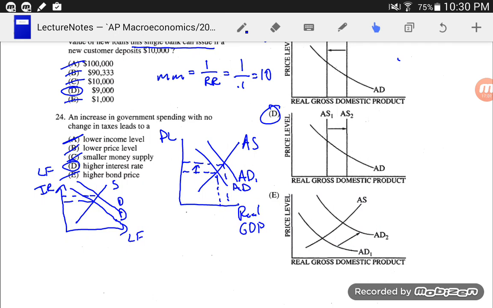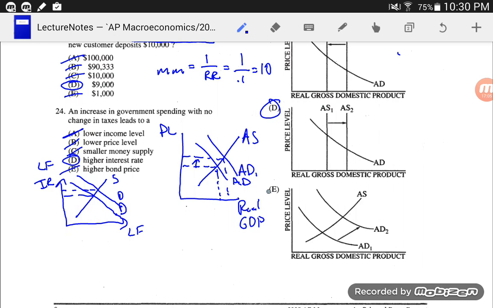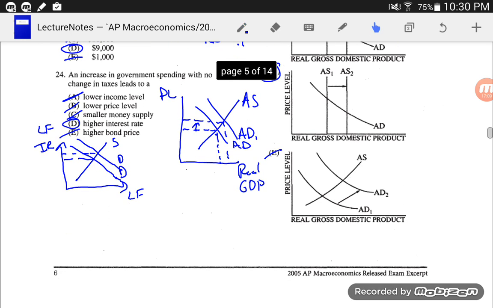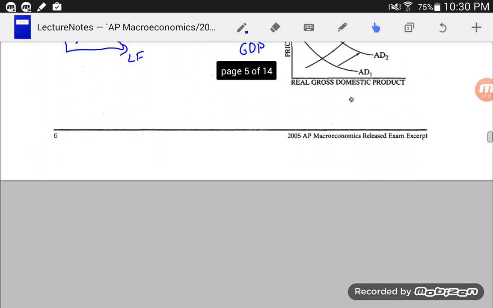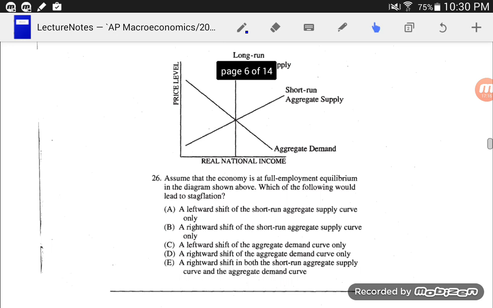Again, a shift in aggregate demand looks to me just like the potential for inflation there, perhaps demand-pull inflation, or maybe just a return back to equilibrium, depending on where we started. Hey, speaking of which, here's a beautiful graph. You should know how to draw this graph. But let's assume the economy is at full employment equilibrium in the diagram shown above. Which of the following would lead to stagflation?